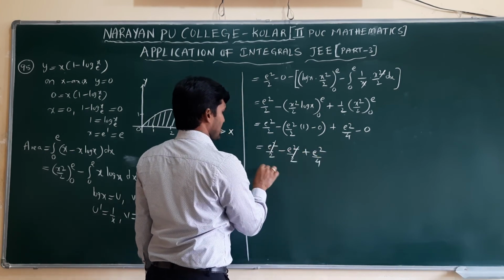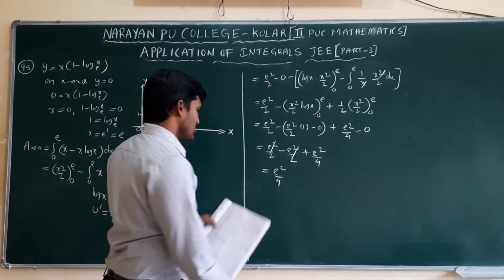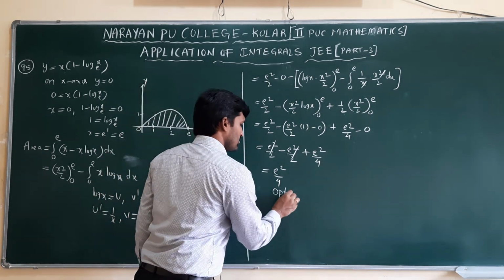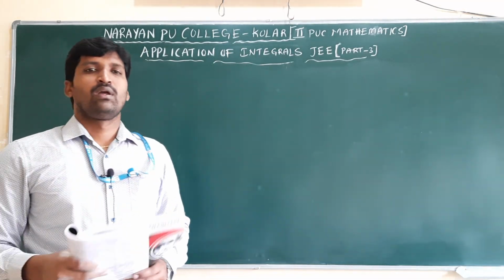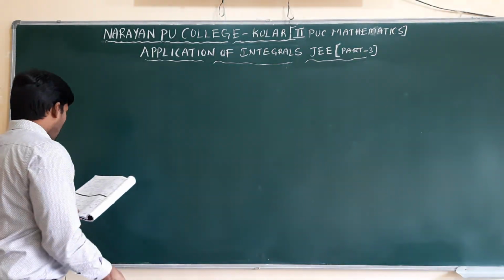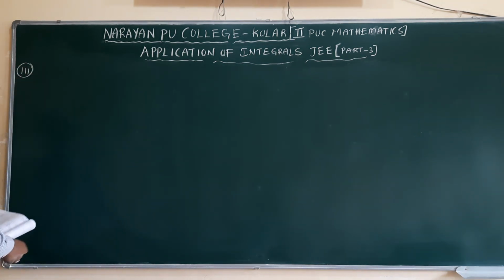These two values get cancelled. Answer is e square by 4. That is, option A is the correct one. Next, question number 111, because the remaining are definite integrals problems.